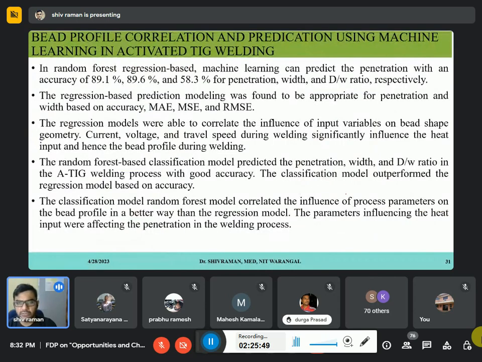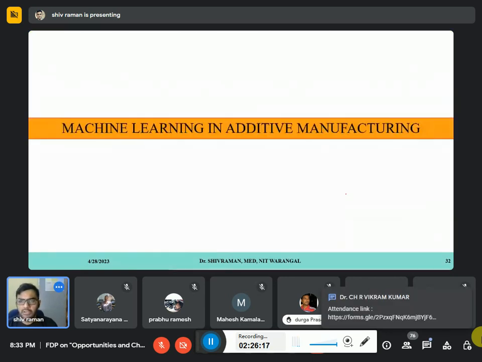So these were some conclusions that we got from our model, which I have already discussed: our classification model was able to outperform the regression model, and we were able to correlate the influence of process parameters on the depth profile in a better way as compared to the regression based model. And we have observed that the heat input, which is VI by S, significantly affected the depth of penetration, apart from the flux composition.